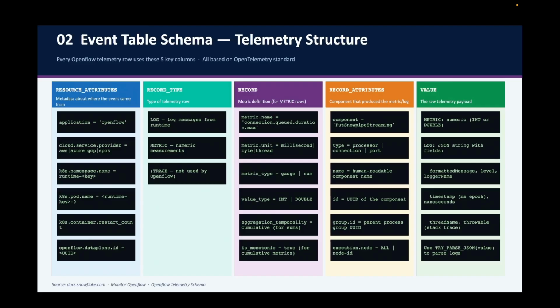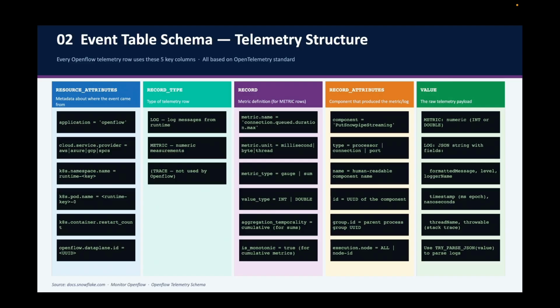Let us see what is the column value. It's the raw telemetry payload. In this, you will have metric, which is a numeric int or double. You have log, that will have a JSON string with fields, formatted message, level, logger name, timestamp, thread name. Use try parse JSON value to parse all the logs.